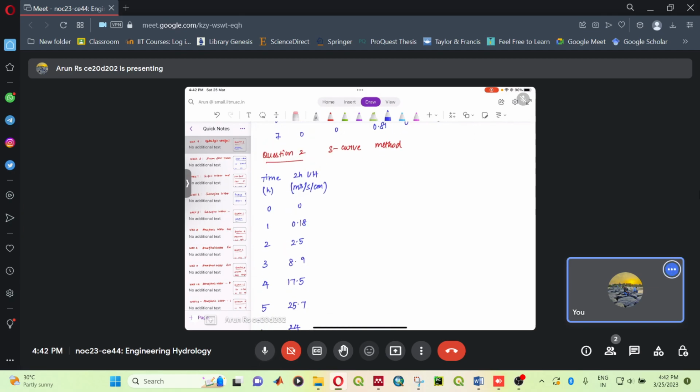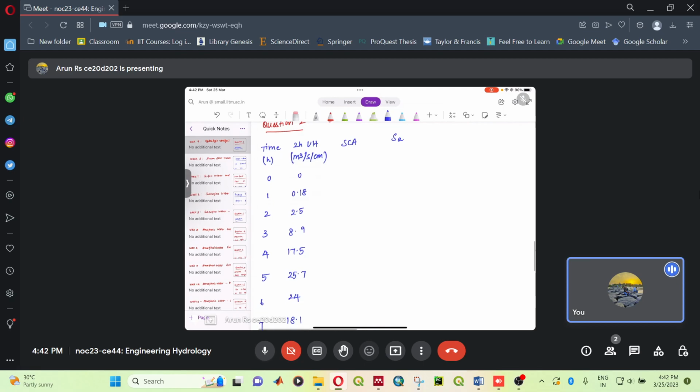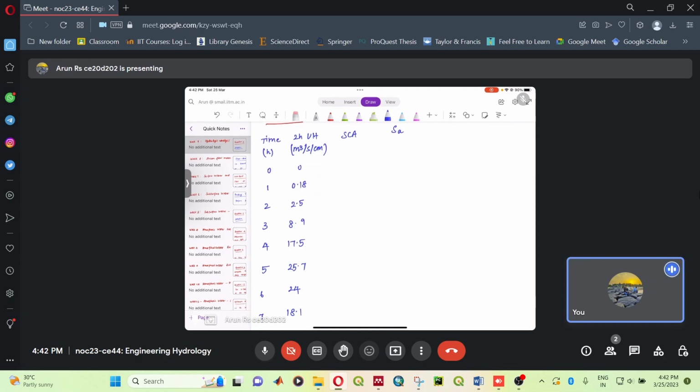So first step is to do the S-curve addition. So I will term the S-curve addition as SCA, and we need to find out what is SA. That is the S-curve for the given 2-hour unit hydrograph. So for that, if you see the ordinates, it's not in terms of multiples of 2. So when you do the S-curve calculation, you need to be careful because we'll be taking 2 ordinates here to do the S-curve addition. So the first 2 will come here. So this will be 0.18, 0 and 0.18 as it is.